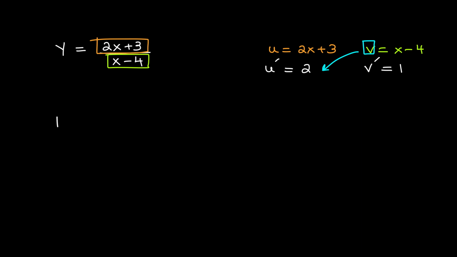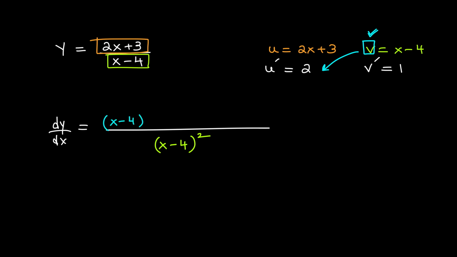And now let's write it down. dy by dx, it's a fraction. The denominator x minus 4 is being squared and the numerator starts with v. So this is v, x minus 4, into u prime, which is 2. So let me write it down also. This is v, this is u prime. There is a negative sign in the middle and then it is u multiplying with v prime. So u is 2x plus 3 multiplying with 1.